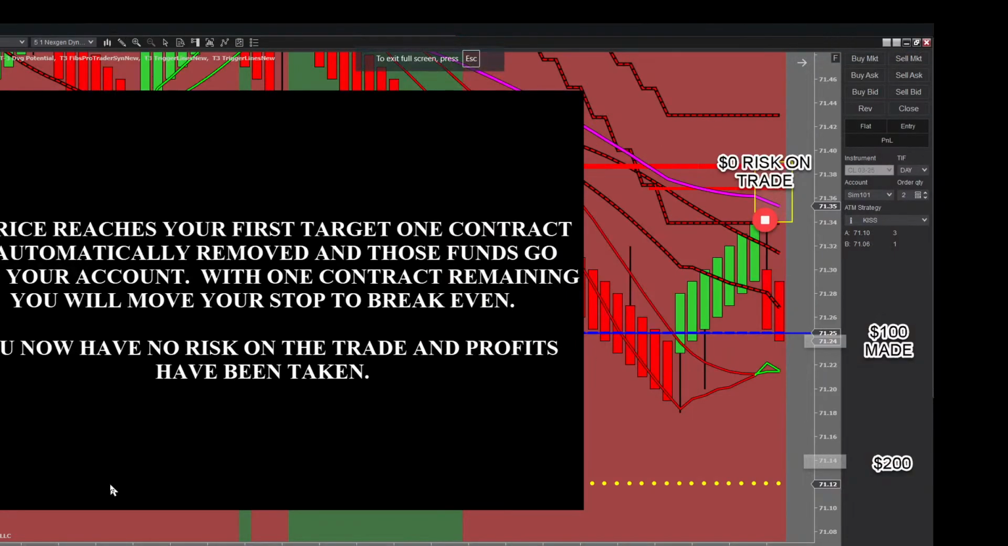And if price reaches your first target, 1 contract is automatically removed. This is a 2 contract scenario. It says it on the plan. I don't know if I said it. Sorry. And those funds go into your account. This is success. This is a win. This is a victory. This is where confidence comes from. So with 1 contract remaining, you're going to move your stop to break even. You're going to take 100% of the risk off of this trade, and you've just been paid, and you're feeling good, guys. Your sweaty palms are drying up, and your pulse is dying down. And you now have no risk.